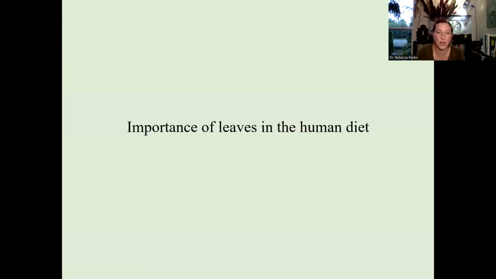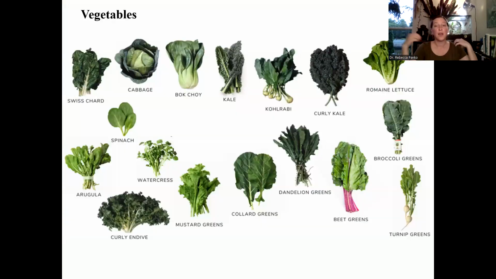Oh yeah, this is quick. Importance of leaves in the human diet. So believe it or not, you probably eat leaves every day. These are just some examples. This is not an exhaustive list, but arugula, mustard greens, collard greens, dandelion greens, broccoli greens, romaine, kale, Swiss chard, kohlrabi. All of those are examples of leaves that you eat.